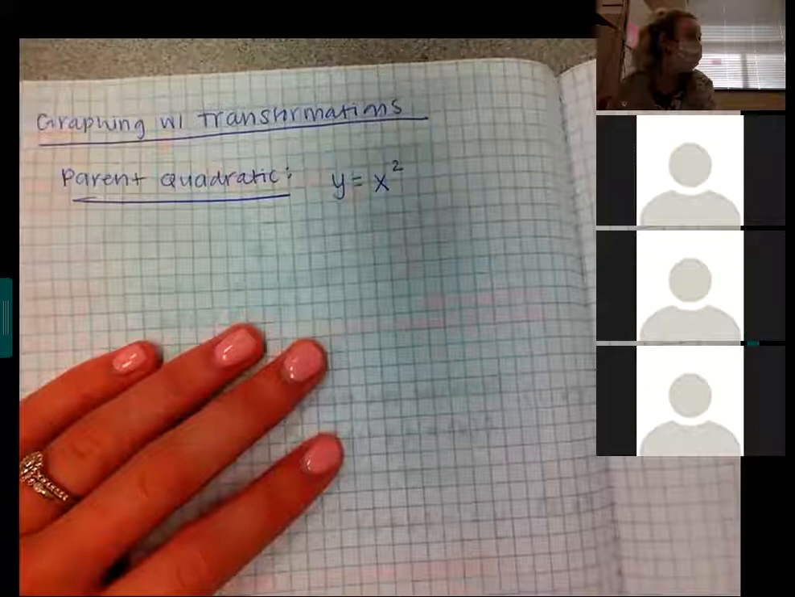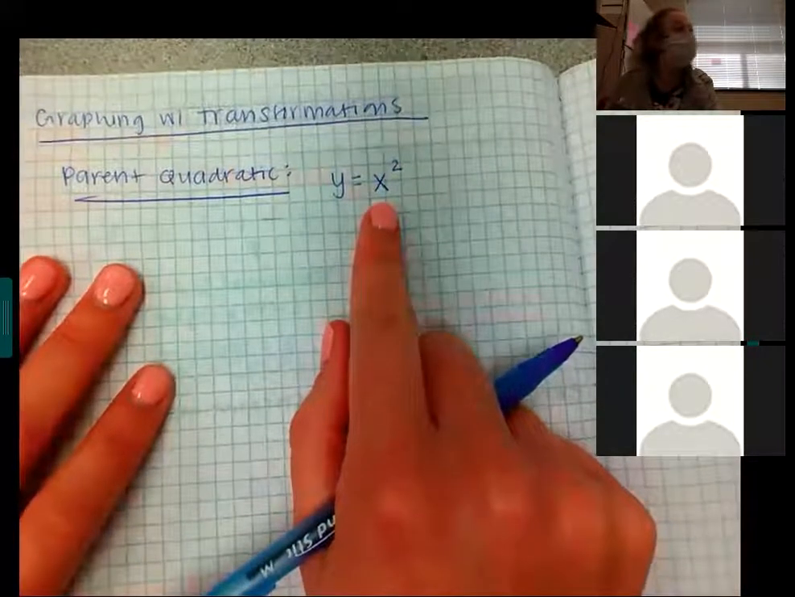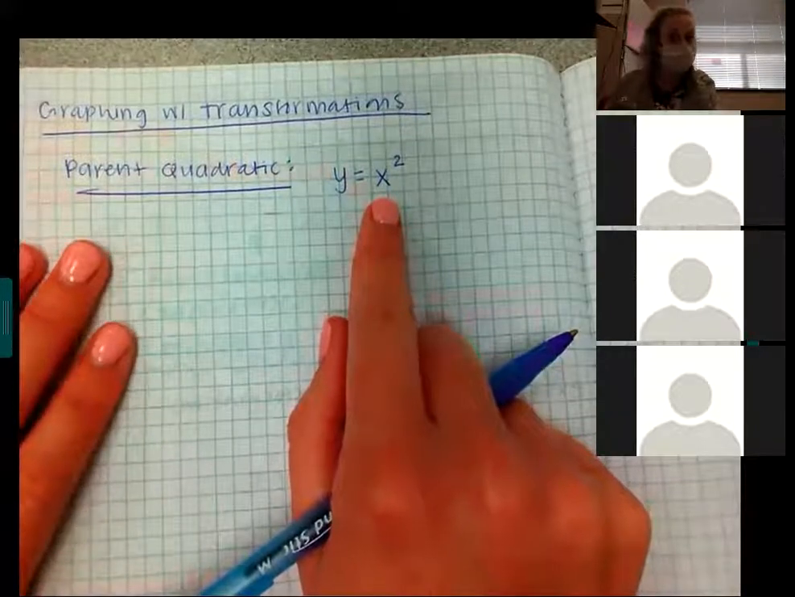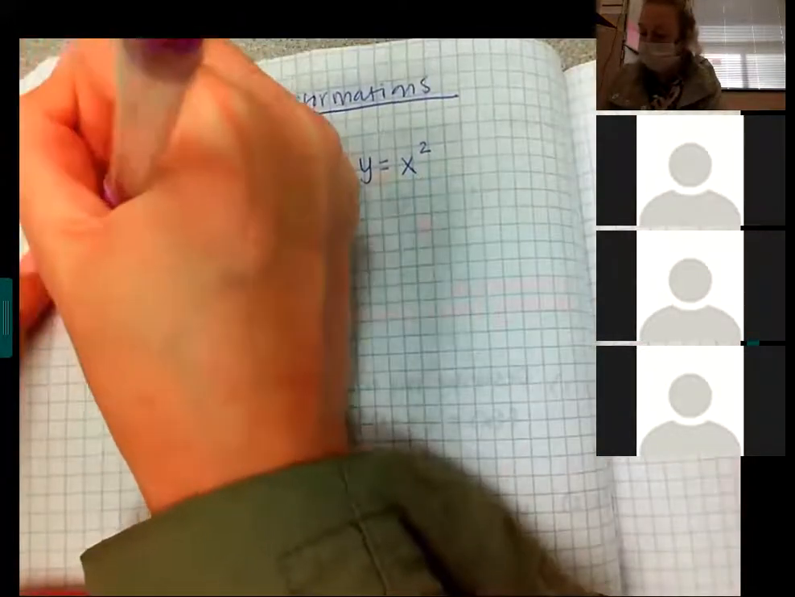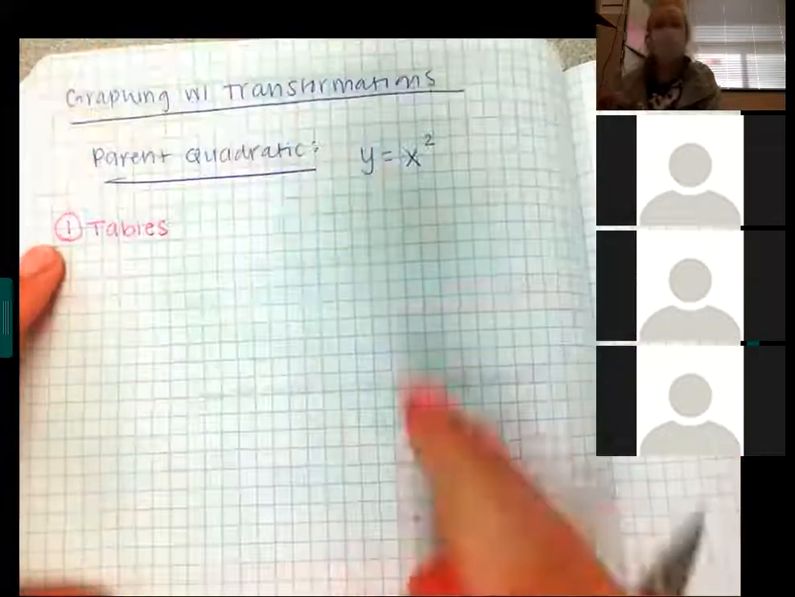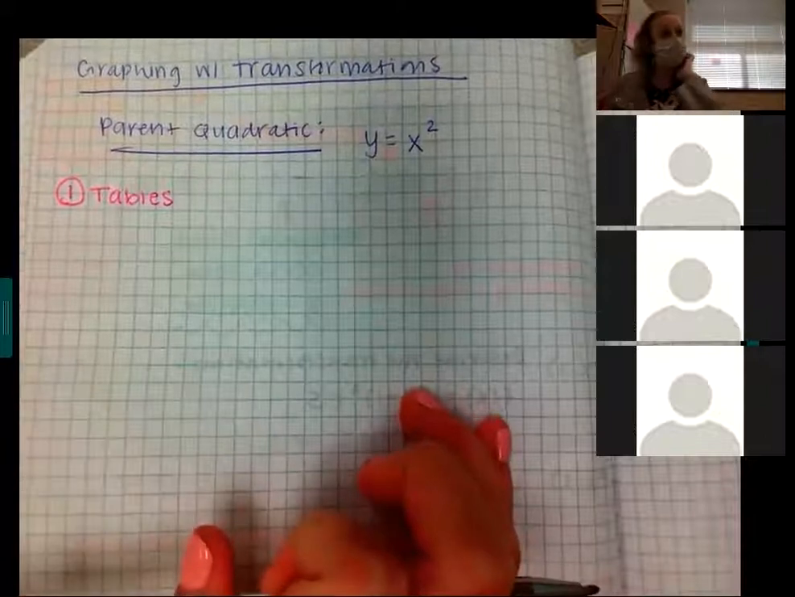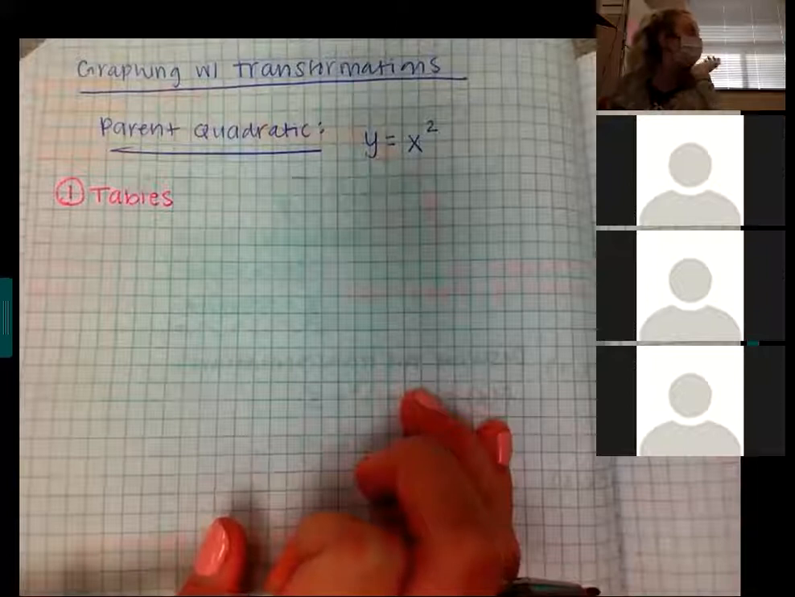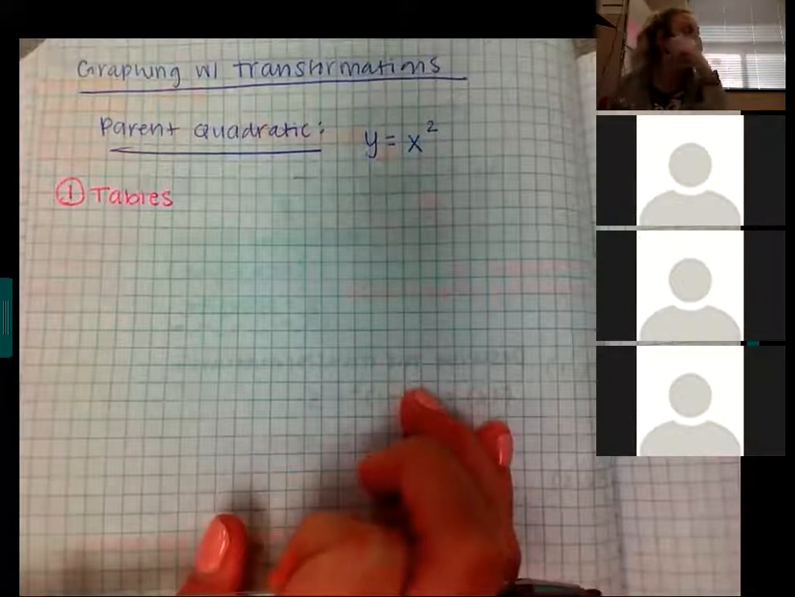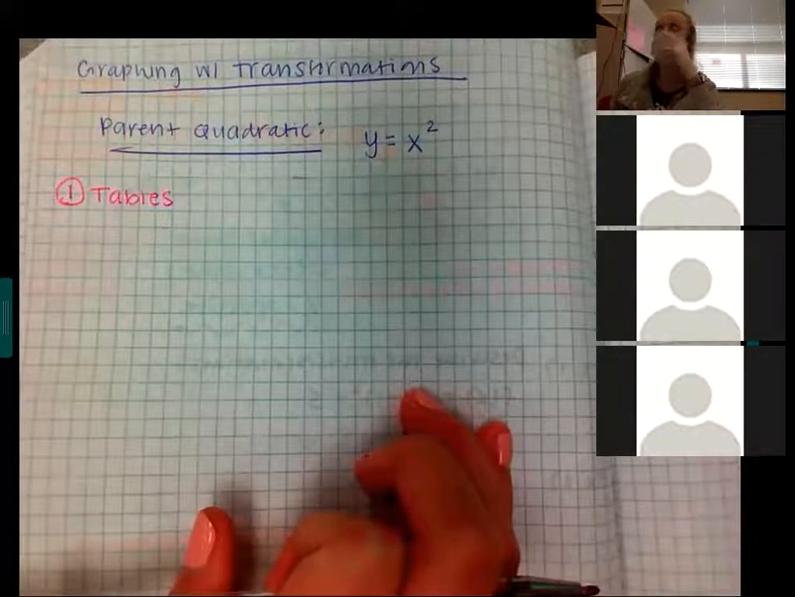Everybody's good? Okay, so the first way you can graph quadratics with transformations, let me use a different color for y'all, is by using tables. This is going to be really good for my people who are not visual. My people who do better with pictures, you're probably going to like the second way better. People who are better with actual numbers, you'll like the tables better. But I always try to show y'all at least 2 ways and you can pick which works for you.